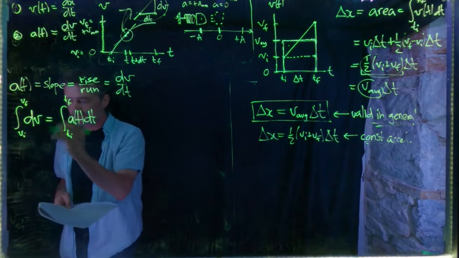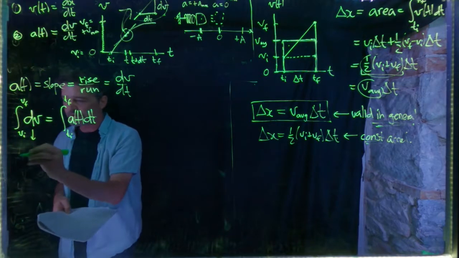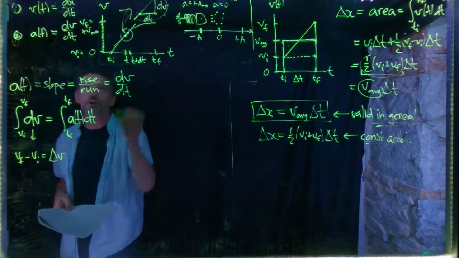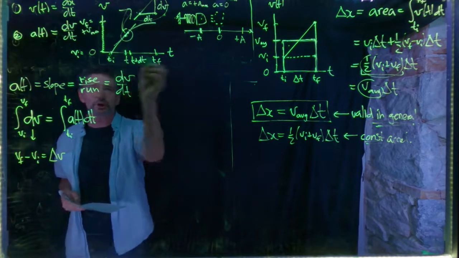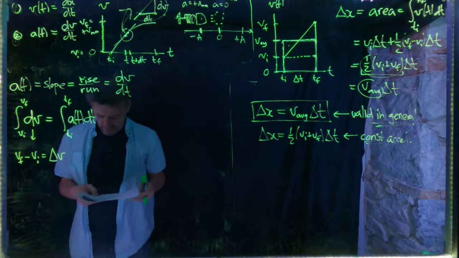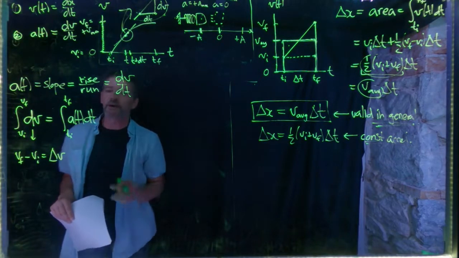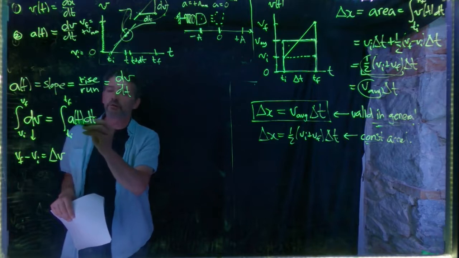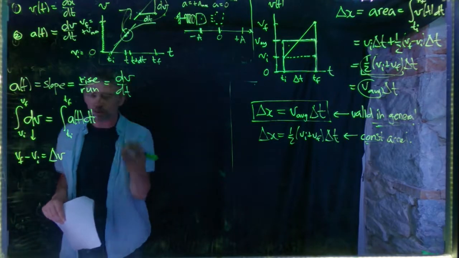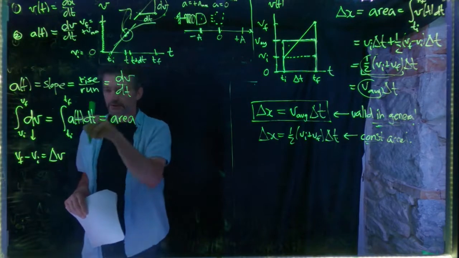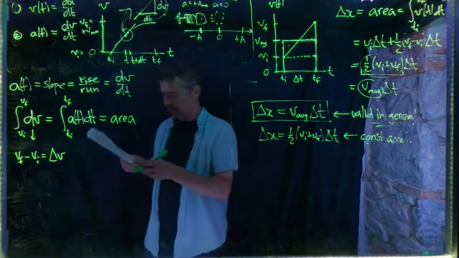So this left-hand side is v final minus v initial, or delta v, the finite change in the velocity from initial time to final time. So that's what is on that side. And then the integral on the right-hand side is an integral of a dt. That's the area under the acceleration versus time graph.